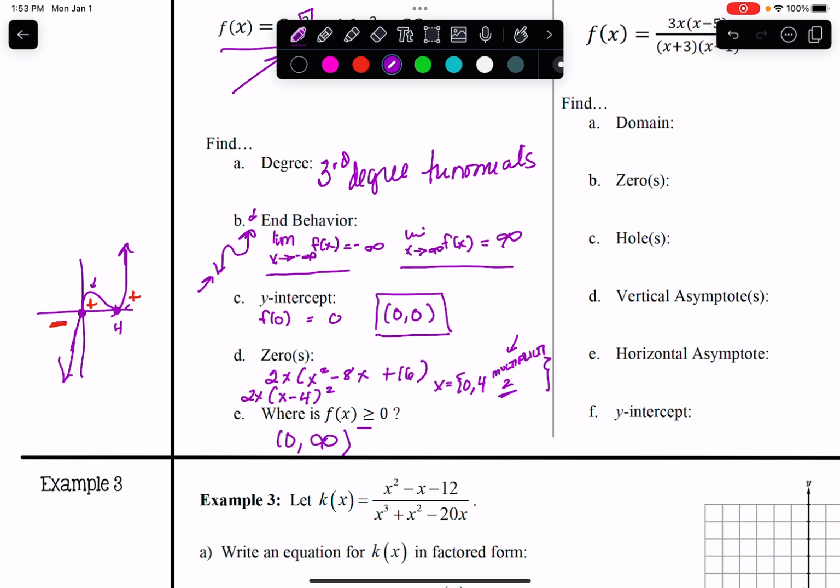So the answer would be 0 to infinity, but now let me explain. If it was where f of x is greater than 0, you would have to split this up to be 0 to 4, because it's not greater than 0 at 4, it is 0 at 4. And 0 to 4, and then 4 to infinity. So that's just an aside, so just be careful when you're watching that. All right, I'll stop this video there and continue with the second one.